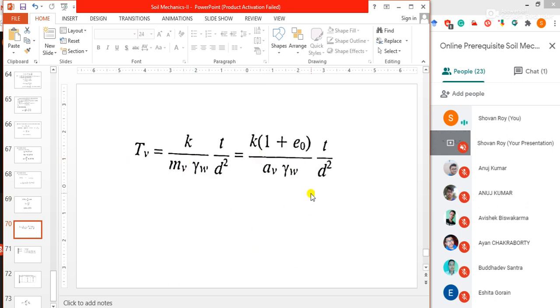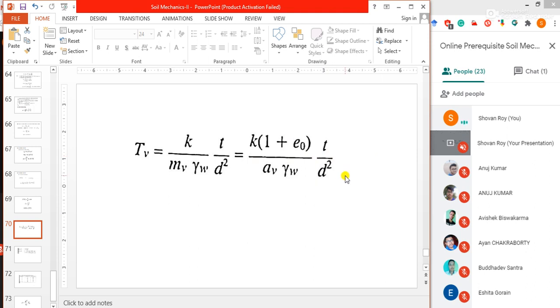So TV, the time factor, is defined where K is the coefficient of permeability, E is the initial void ratio, AV is the coefficient of compressibility, gamma W is the unit weight of water, T is the time, and D is the drainage path.